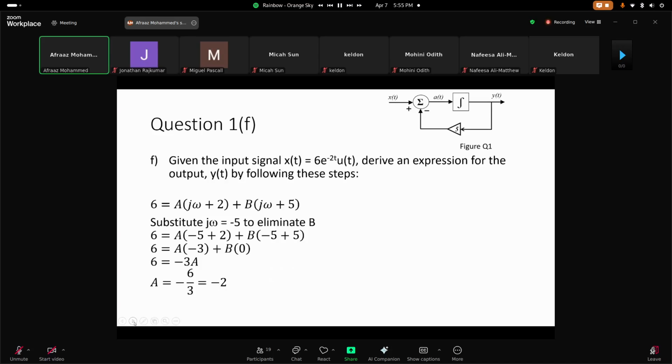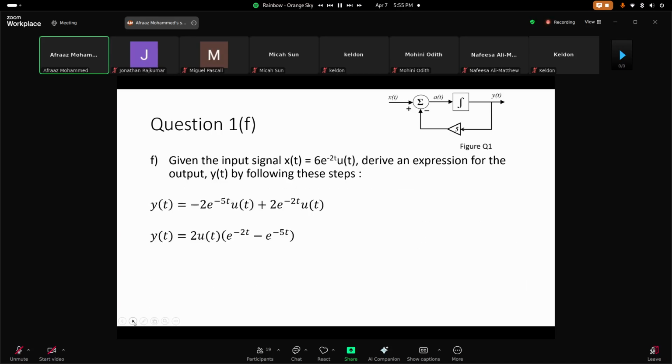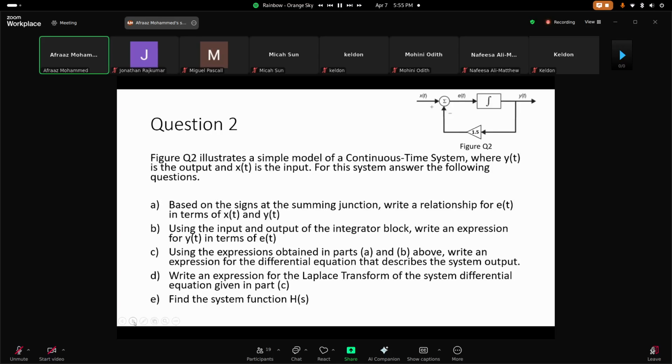I want to do one example on Laplace also. The next question I have here is a Laplace question. This system is a simple model of a continuous time system where y of t is the output and x of t is the input, and for the system we have to answer these questions.